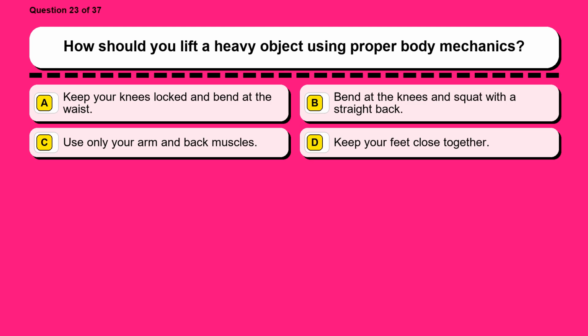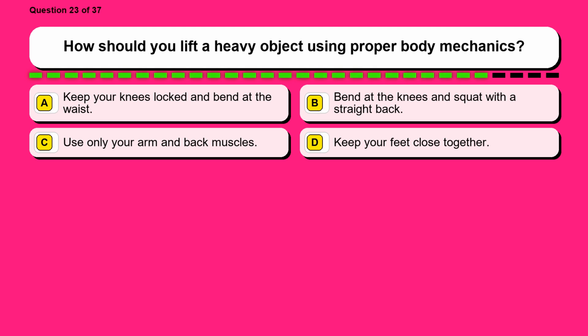Question 23. How should you lift a heavy object using proper body mechanics? Option A, keep your knees locked and bend at the waist. Option B, bend at the knees and squat with a straight back. Option C, use only your arm and back muscles. Option D, keep your feet close together.